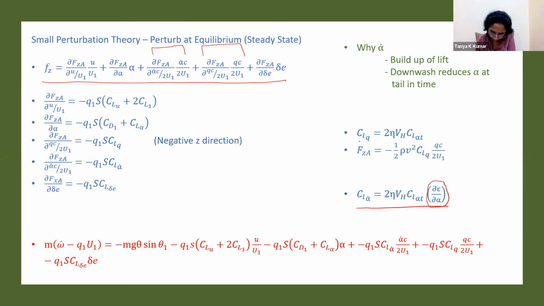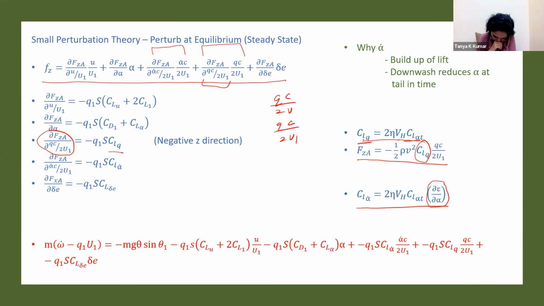CLQ we have seen before. We had studied this right at the beginning of the dynamic analysis. So this CLQ comes into your FZ in this form. So this is the CLQ, and it comes here. To non-dimensionalize, we had done QC by 2V. In this case, we will do QC by 2U1 because everywhere we're using U1. U1 is the value at steady state. So the third derivative is given here using CLQ. CLQ we have got from here.